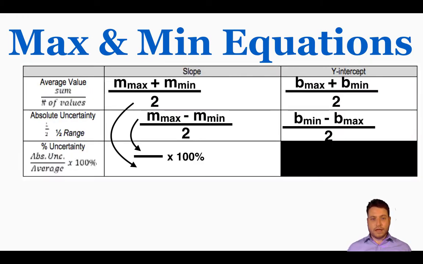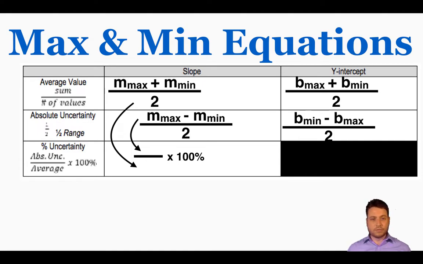Okay, the next section of the lab report asks you to find the average of the slope and the y-intercept and the absolute uncertainty of the slope and y-intercept, and sometimes it will also ask you for the percent uncertainty of one or the other. These are the equations that you need to use for each one. These equations are also given to you on the left in those boxes.